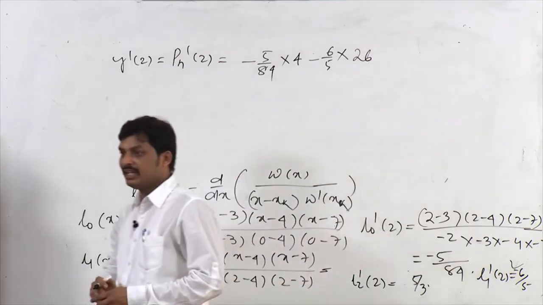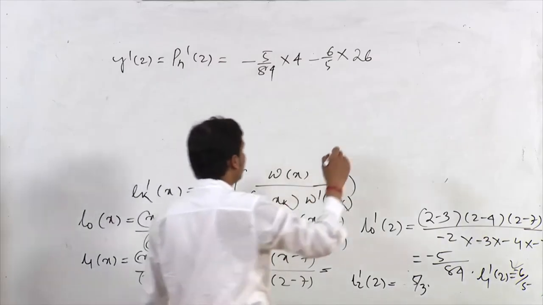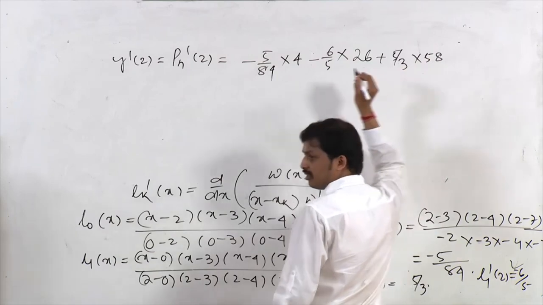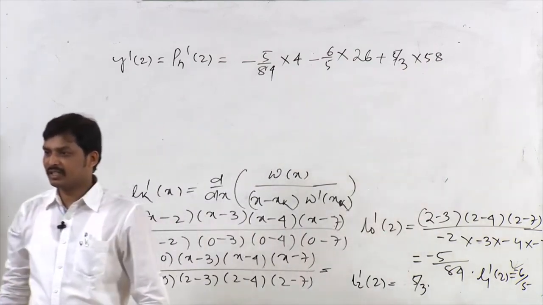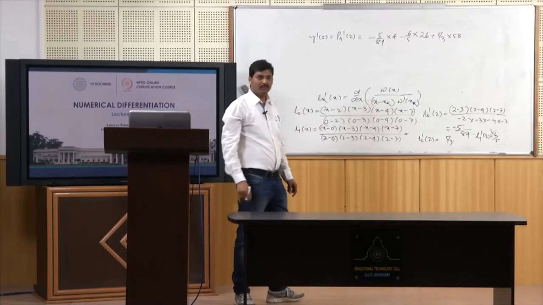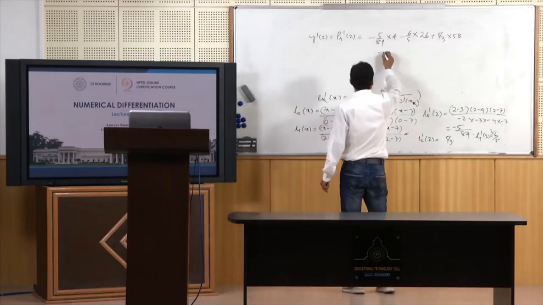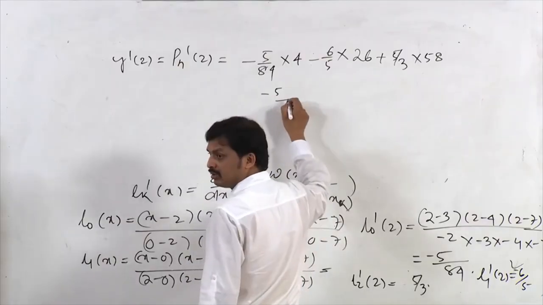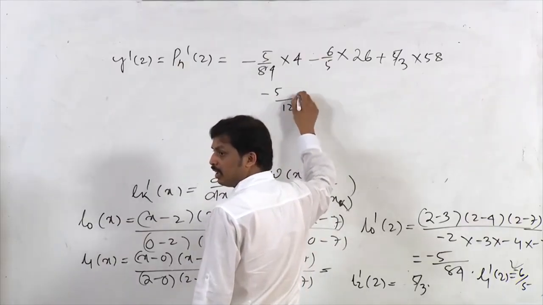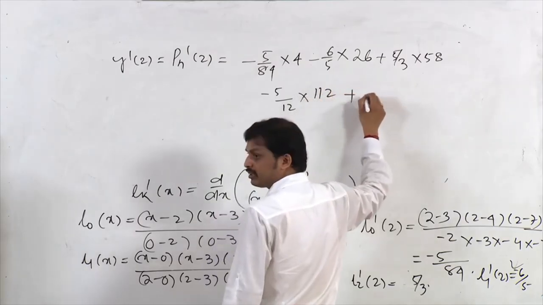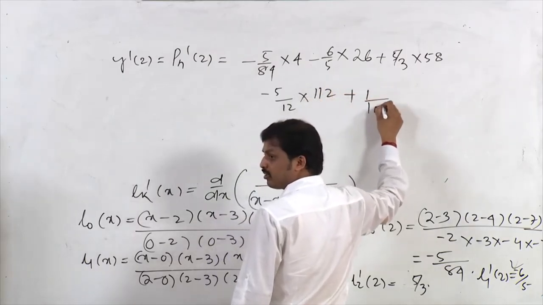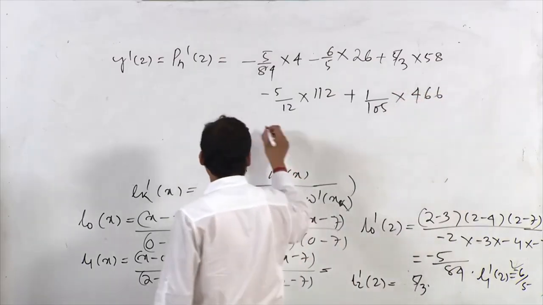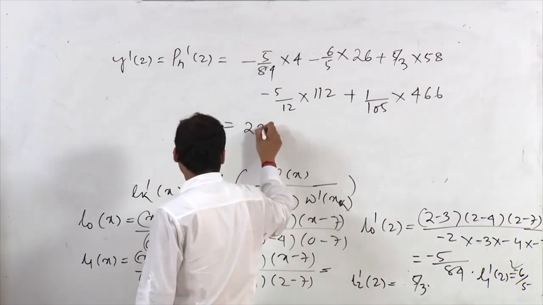The next term is 5 by 3 into 58, and the immediate next term is minus 5 by 12 into 112, plus 1 by 105 into 466 here. And the computed value is giving you 23.